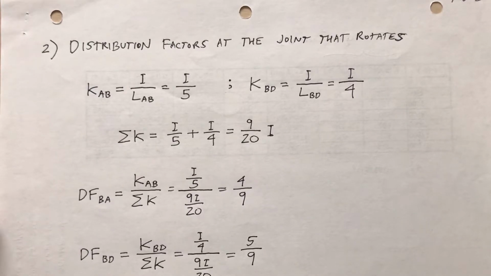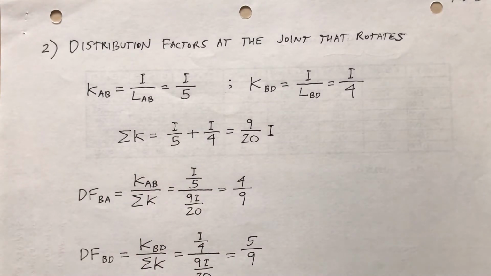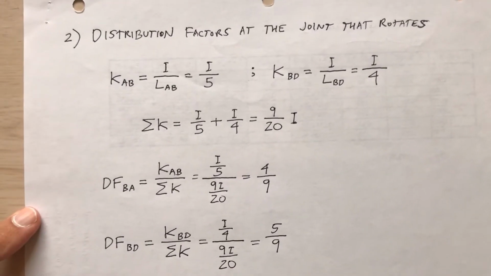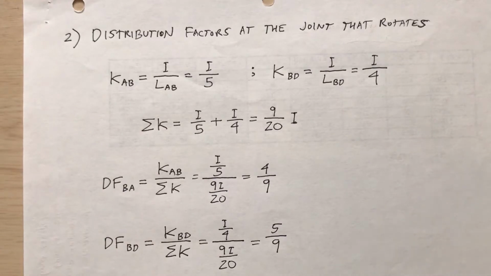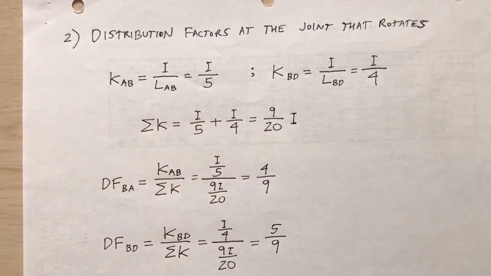Step 2, I really have two sub-steps. The first sub-step is to find the stiffness factors. And now the second sub-step is to find the distribution factors. DF, that's distribution factor. BA, that's K sub AB divided by the summation of the Ks. For the distribution factors, the order of the subscripts is relevant here. For the Ks, I don't care about the order of the subscripts, but for the distribution factors, the order of the subscripts is important because this means that it starts at B and it goes towards A. So the distribution factor from B to A.